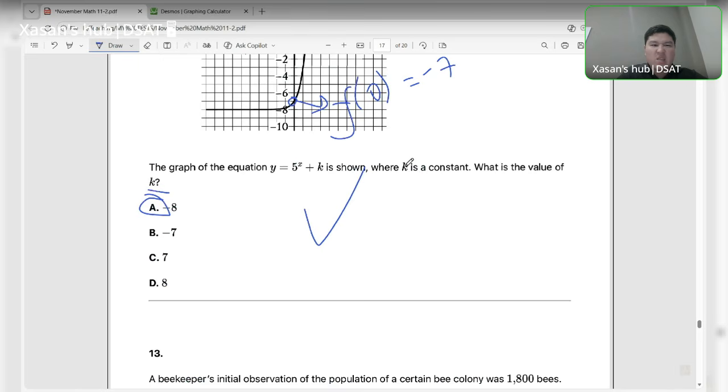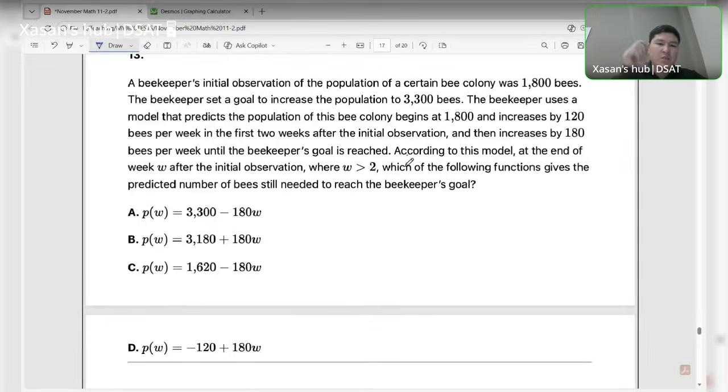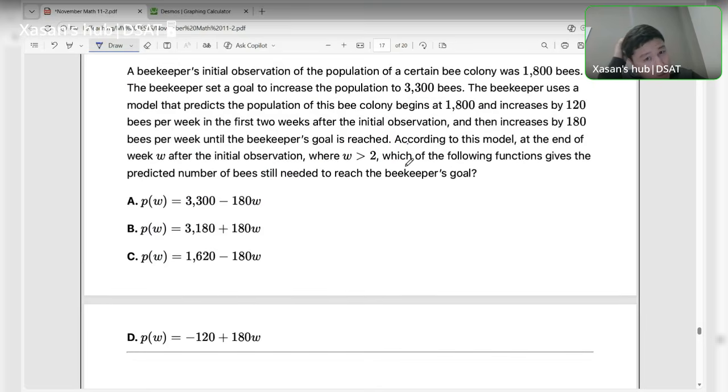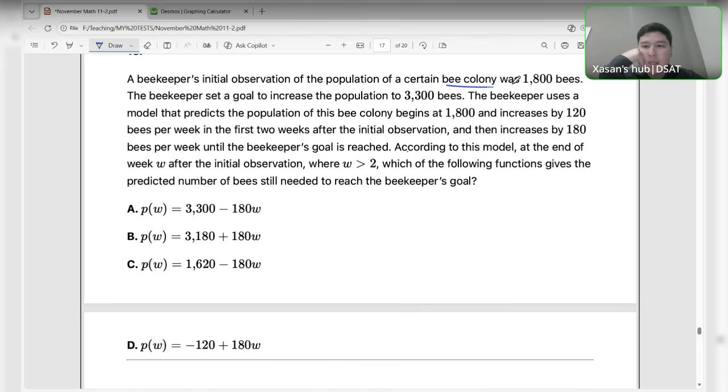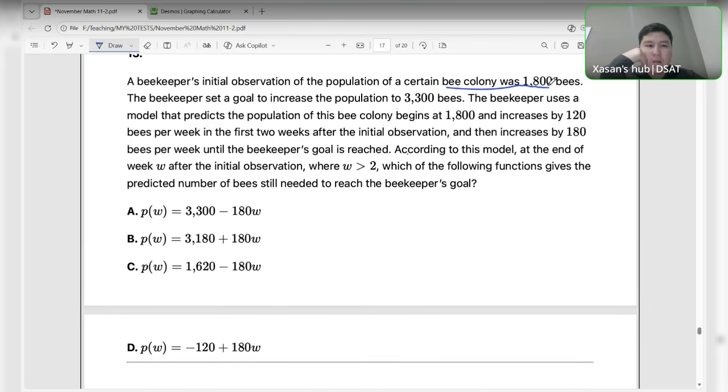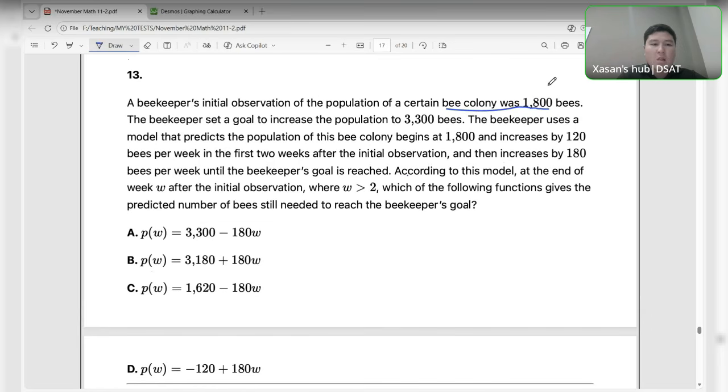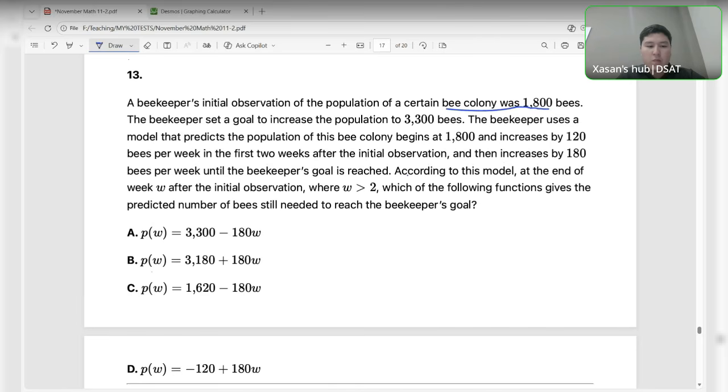Question 14. Oh, we have a beekeeper. Initial observation of the population of a certain bee colony was 1800 bees. Okay guys, let's solve this one by yourself, because the question is interesting and also this requires some time to solve.